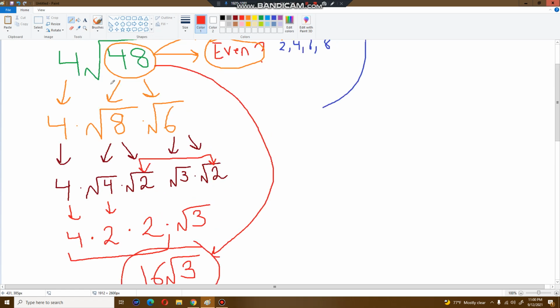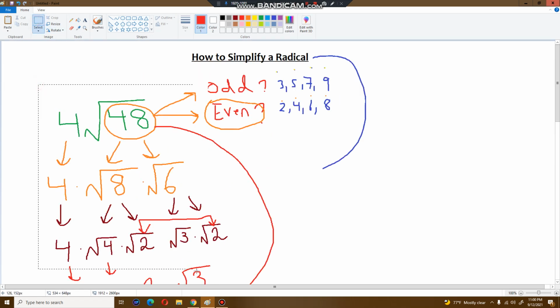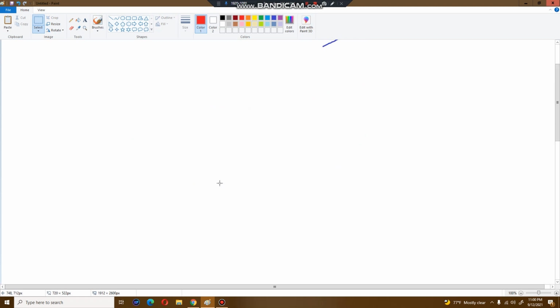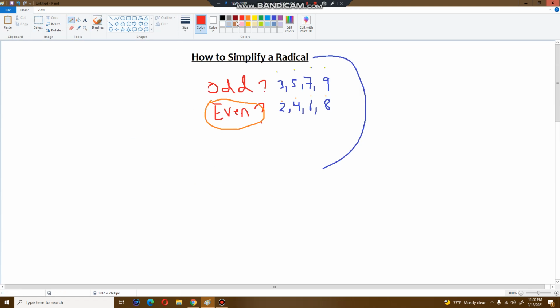Let me do one more, with this time a negative coefficient. It's the same technique. It'll be the same exact skill. Okay, let's try this one. How about minus 2 multiplied by square root of 150. I want to simplify this radical.